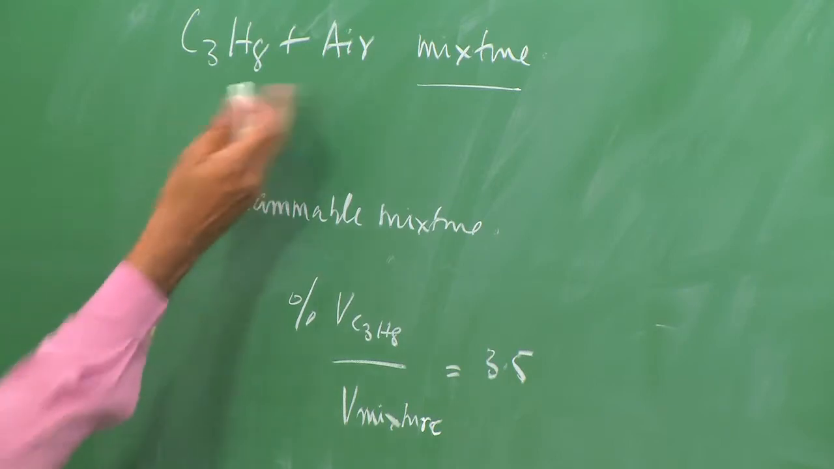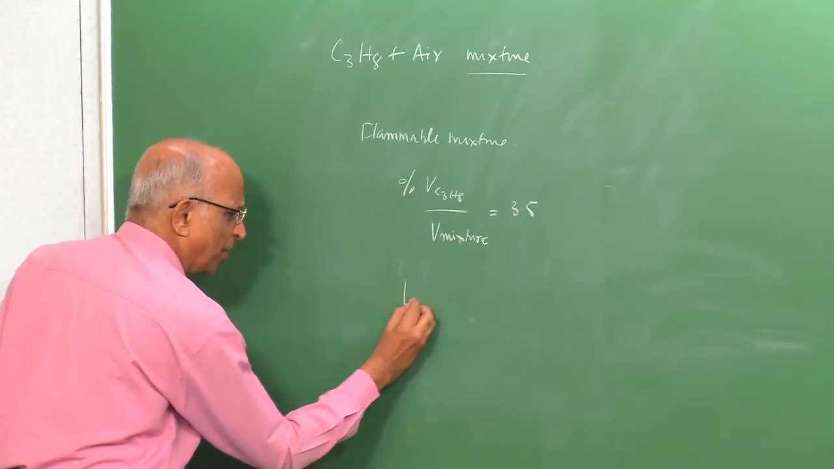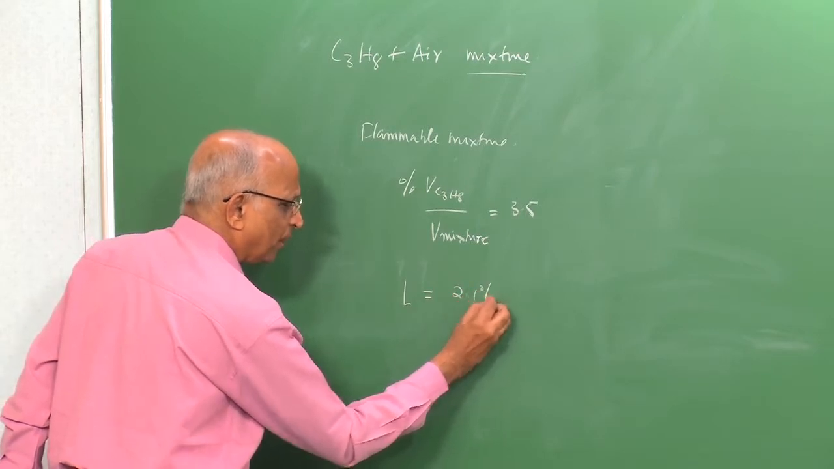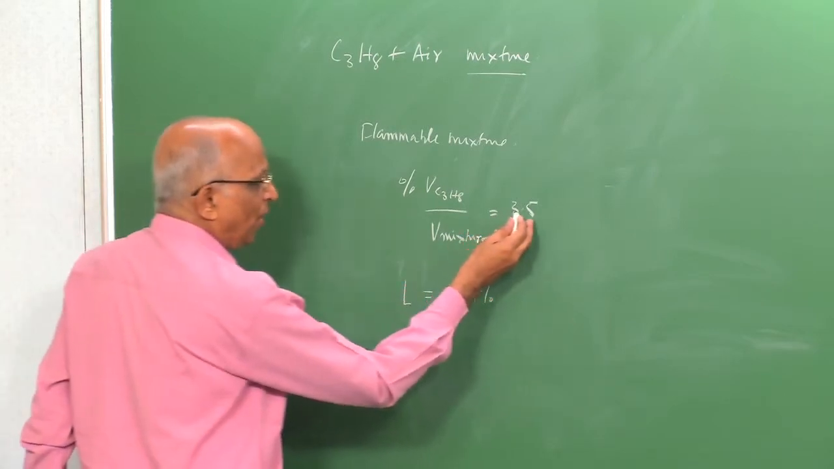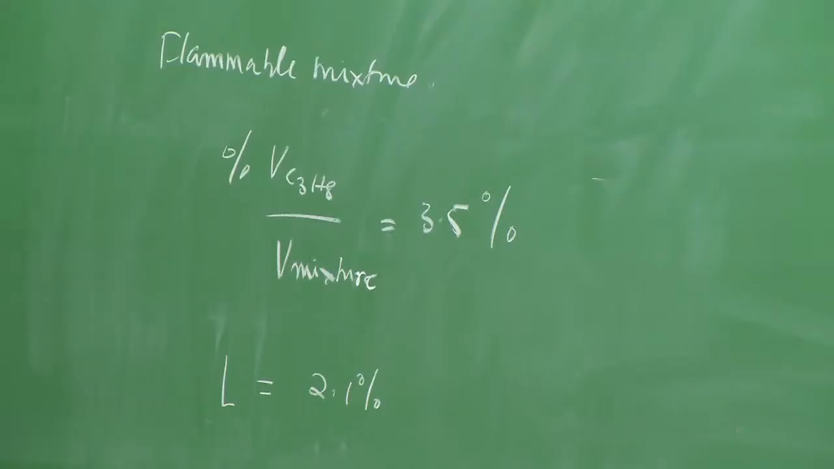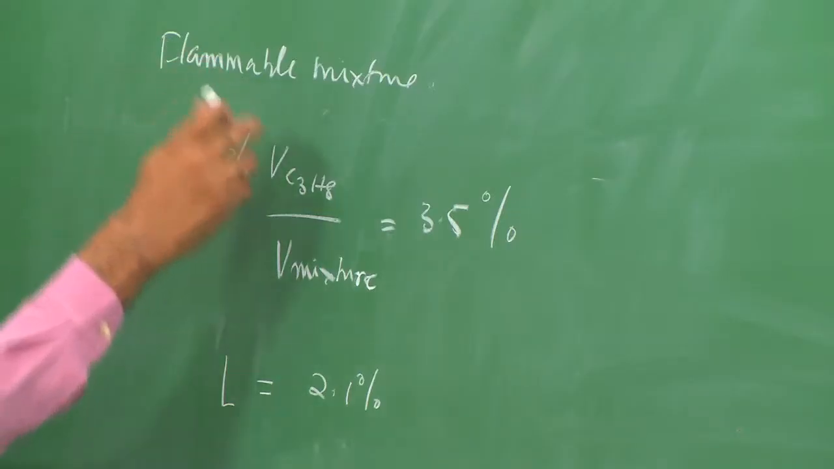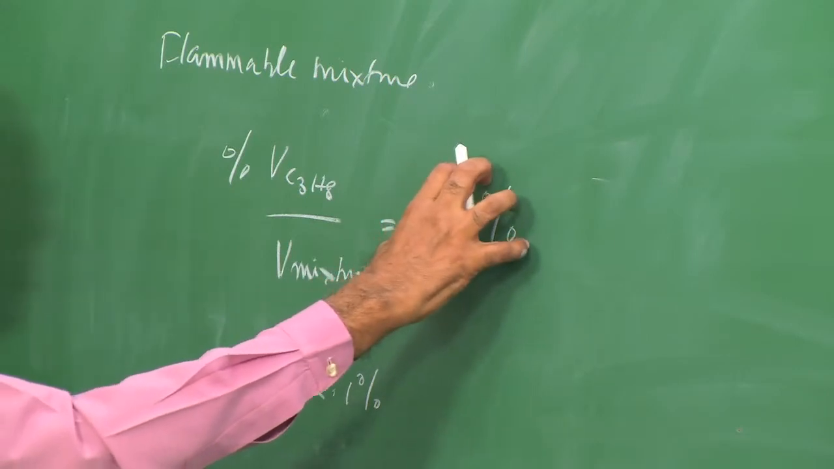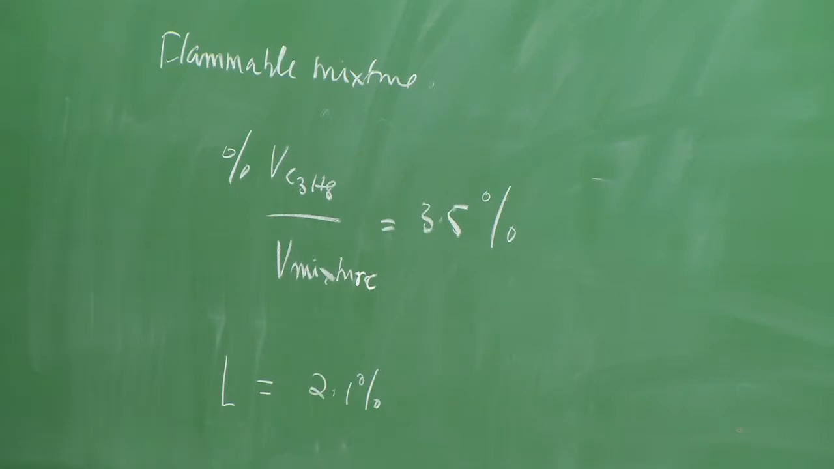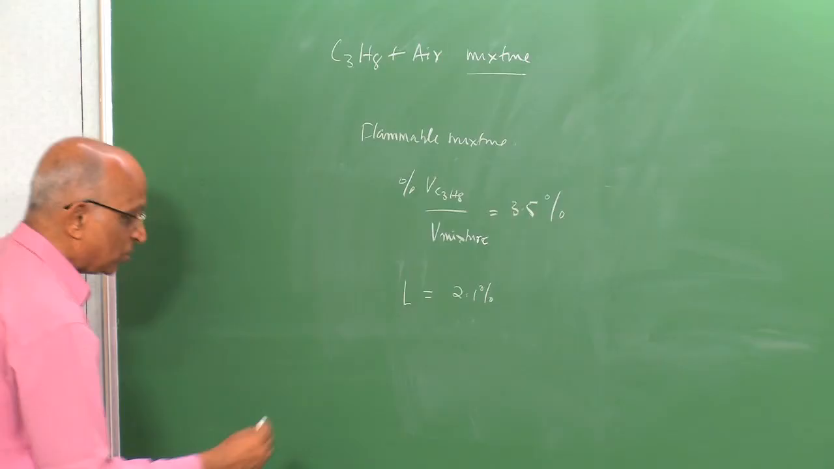For the propane air mixture, we saw that the lean limit of flammability L is equal to 2.1%, whereas what you have in the mixture is 3.5%. The question is, how much inert gas do you add to this to be able to bring it down to this value? Well, the problem is quite simple.